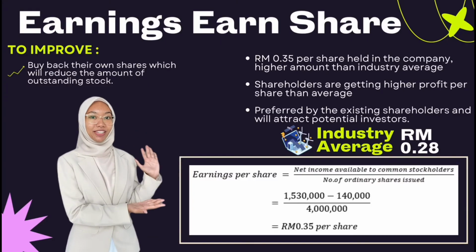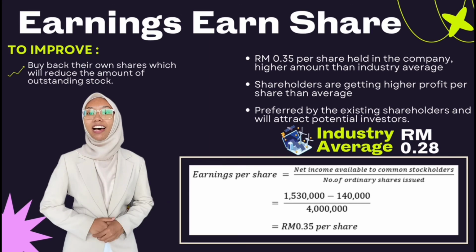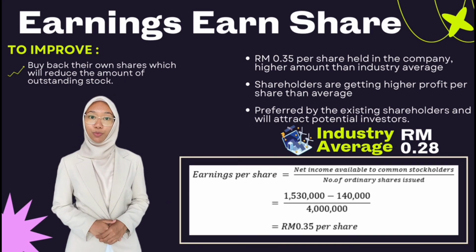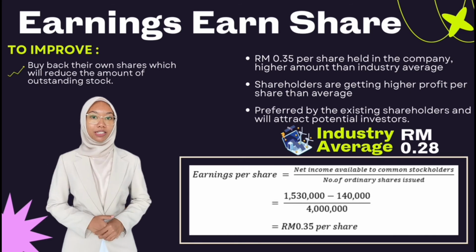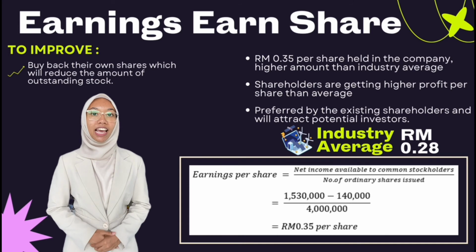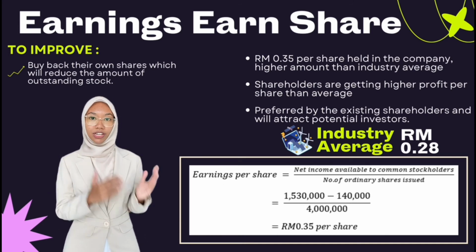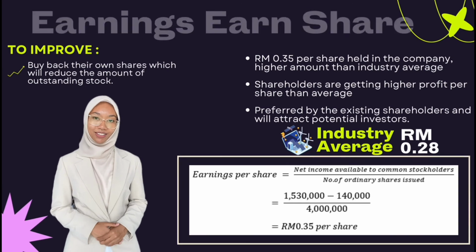As for earnings per share, Hikmat Bakti Berhad's shareholders are getting RM 0.35 per share held in the company, higher than the industry average of RM 0.28. This shows that shareholders are getting higher profit per share than average. Hence, this is definitely preferred by the existing shareholders and will attract potential investors. To improve, companies are encouraged to buy back their own shares, which will reduce the amount of outstanding stock.